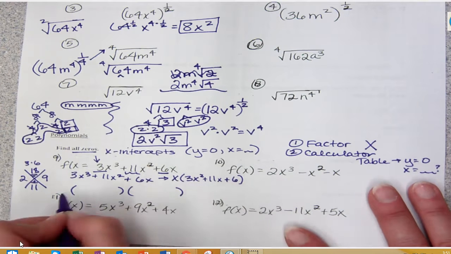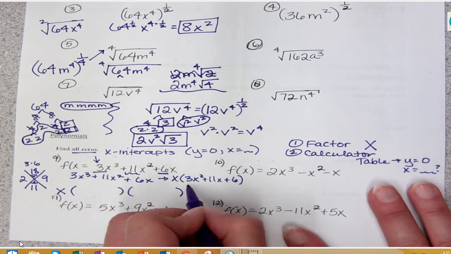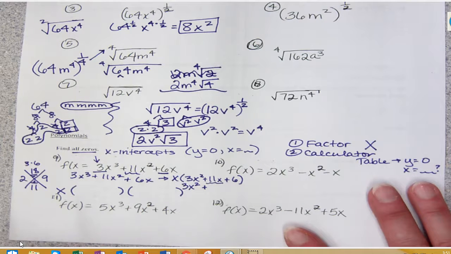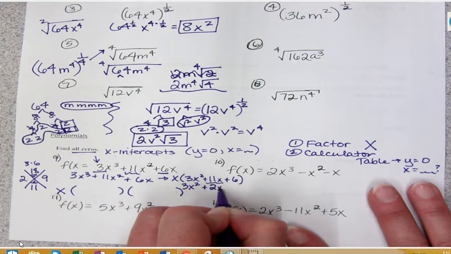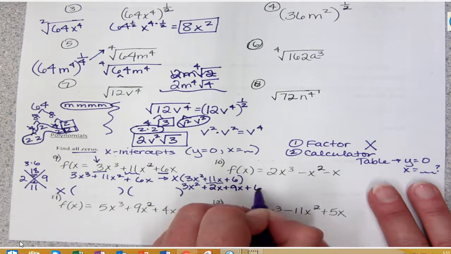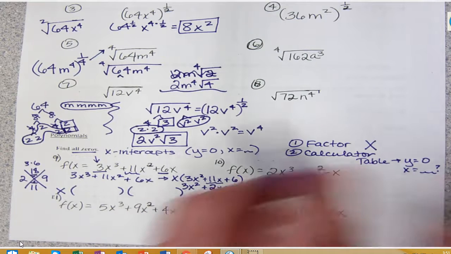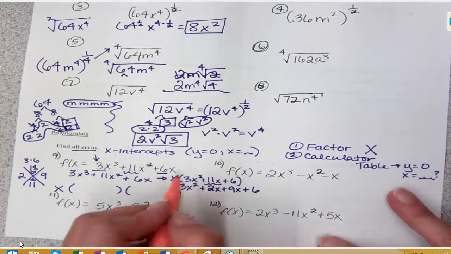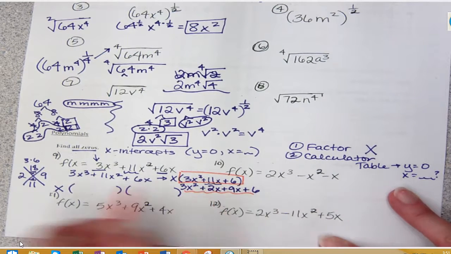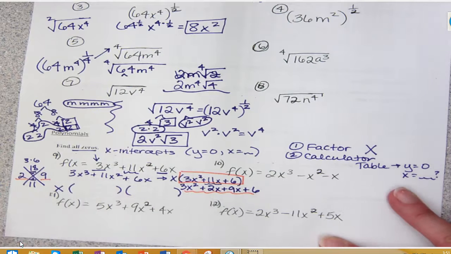Then, so I know I'm going to have an x out here. Now I can rewrite this, x squared plus what makes up 11x. 2x plus 9x. So 2x plus 9x. And my last factor is 6. So basically I've just rewritten this using these factors that I've created.